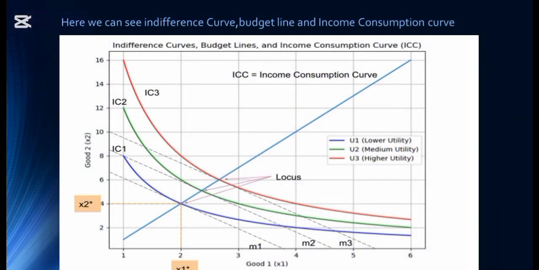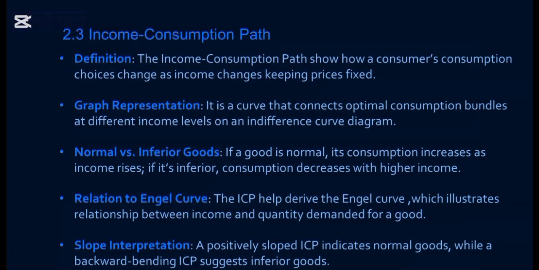Actually, here in the graphical representation the x-axis and y-axis are for two goods, and there are an indifference curve and budget line. Let me go back to our previous slide. Actually, there are two types of income consumption path. One is for normal goods and one is for inferior goods. What is it for normal goods? For normal goods, the income consumption path slopes upward, but for inferior goods, the income consumption path may bend backward. Let's see the graph now.